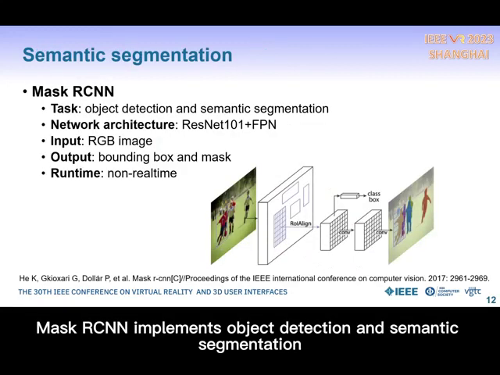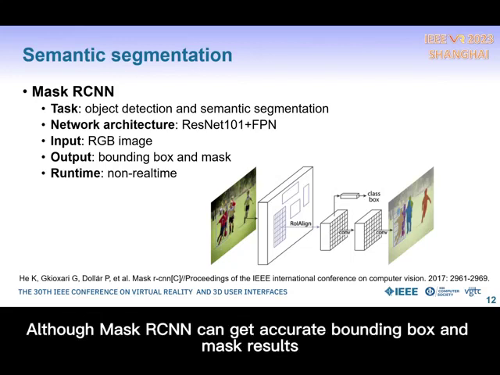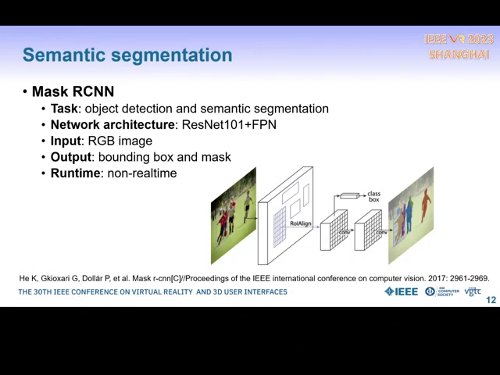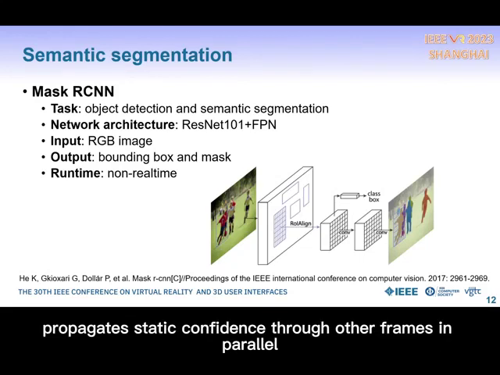Mask R-CNN implements object detection and semantic segmentation based on ResNet and the feature pyramid network. Although Mask R-CNN can get accurate bounding box and mask results, it runs slowly. So our method runs the network only on keyframes and propagates standing confidence through other frames in parallel.